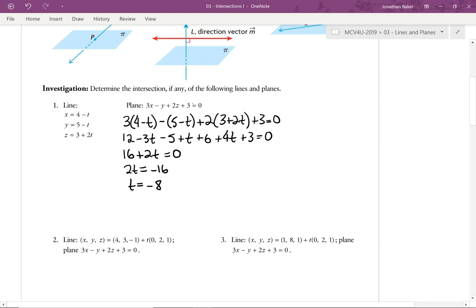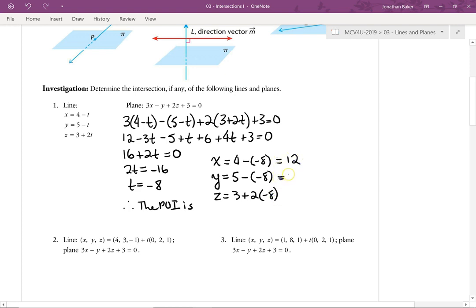So we can say, therefore, the point of intersection is x equals 4 minus negative 8, y is equal to 5 minus negative 8, and z is equal to 3 plus 2 times negative 8. And so here we get 12, 13, and negative 13. And so the point of intersection is 12, comma 13, comma negative 13.